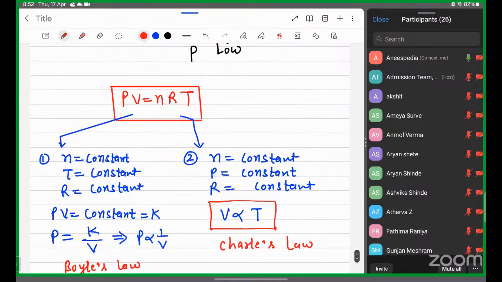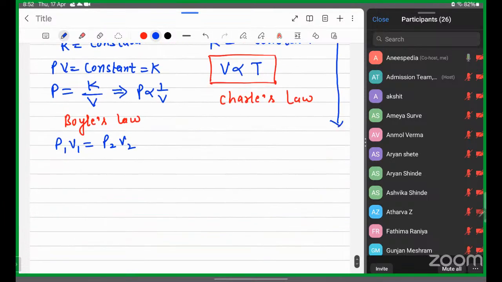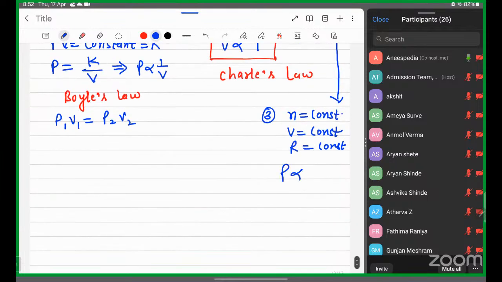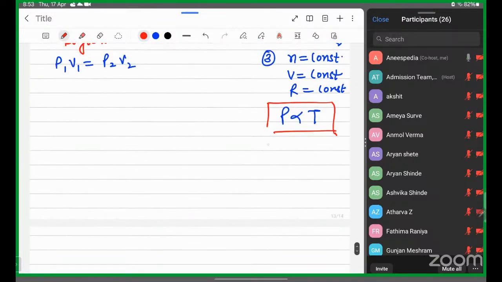Now the third case is again n is constant. This time V is constant. R is constant always. So we are left with P directly proportional to T. And this relation, P directly proportional to T, is known as Gay-Lussac's law.